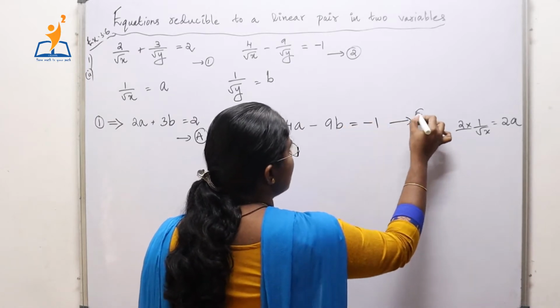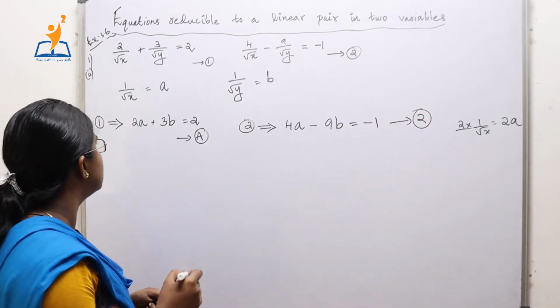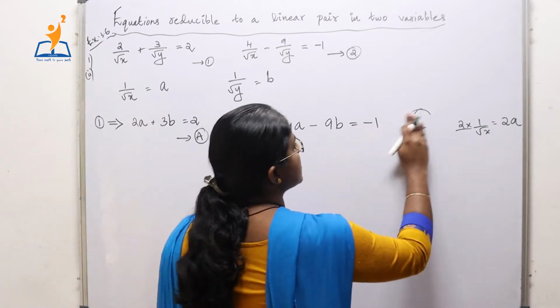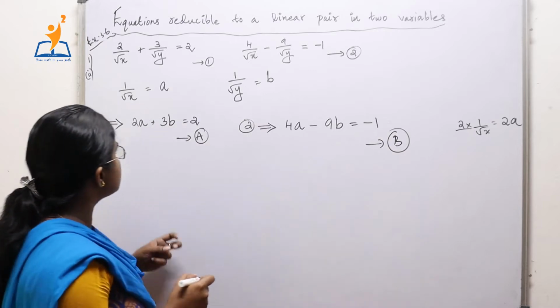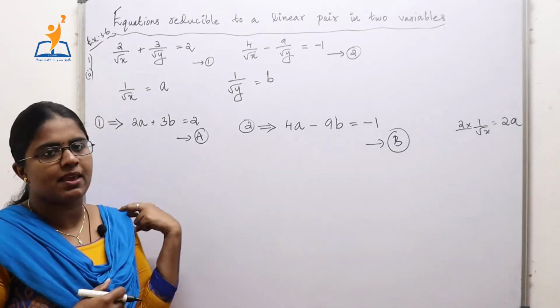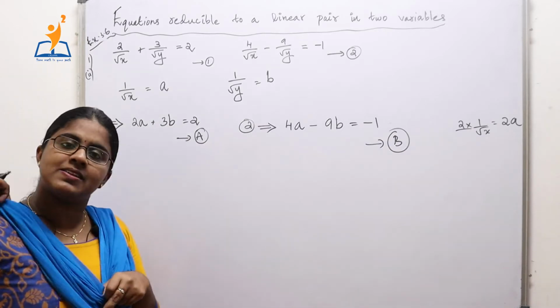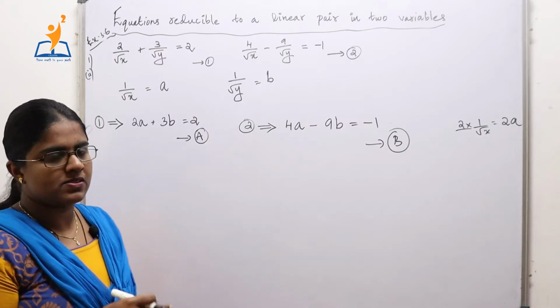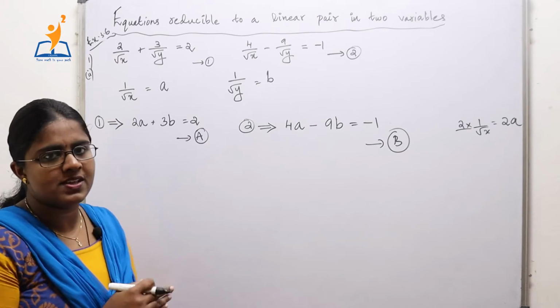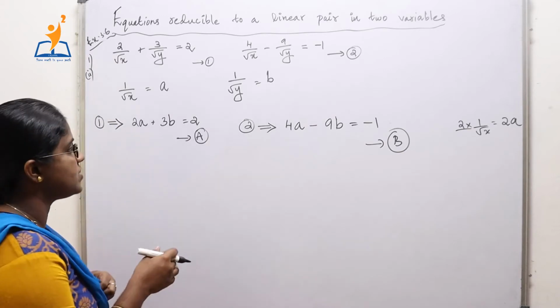So this is our equation number 2. New form of equation number 2. So let us call it equation number B. So we have equation number A and equation number B, two equations, that is a pair of linear equations in two variables. So in order to solve this, I am going to use elimination method.